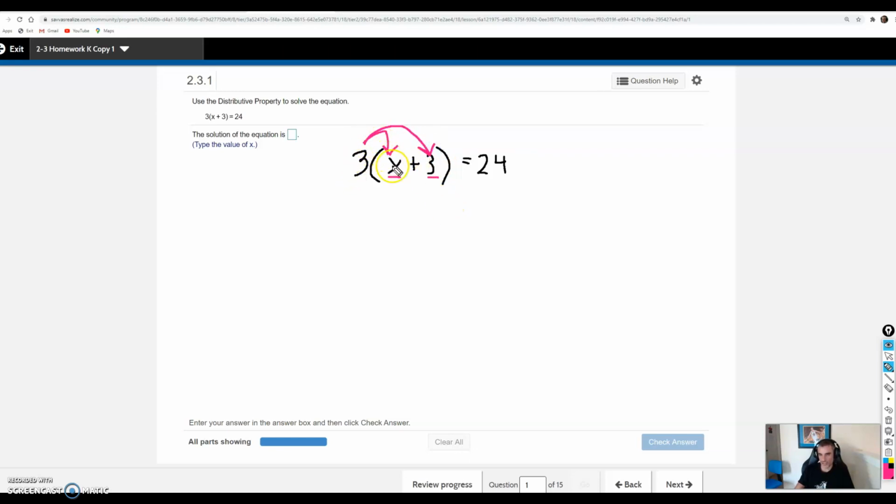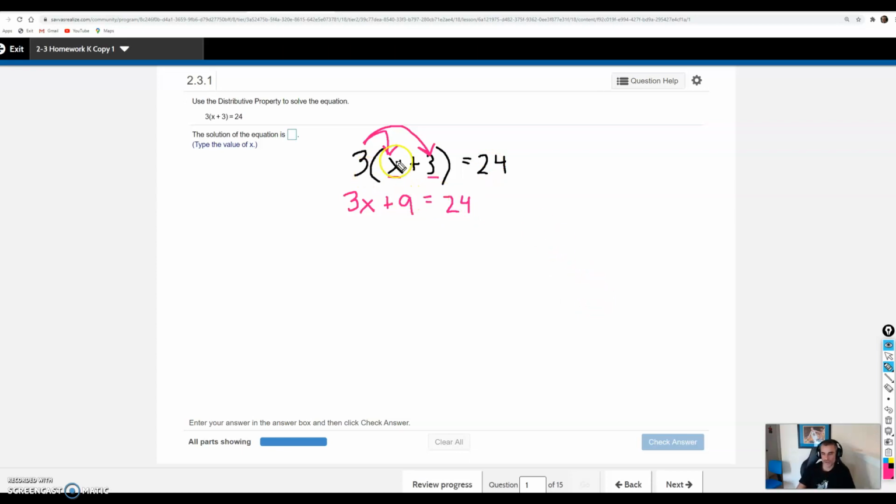Right? This is called distributing the 3. Distributing means to pass out. So I'm distributing the candy to the 2 kids inside the classroom. And remember, when we distribute, when you have a number right next to parentheses, that means multiplication. So this means 3 times x. Well, that's just 3x. Plus 3 times 3 is 9. And it still equals 24.